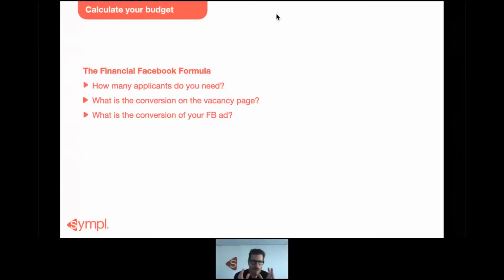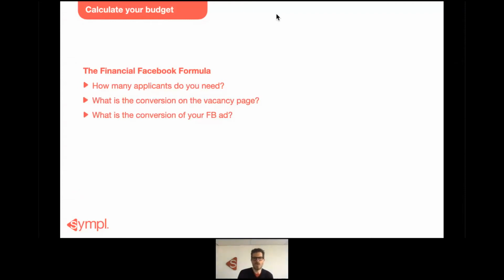Now, you need to think about 3 numbers. The first number is how many applicants you actually want. That's important because some people say, well, I need to hire a lot of people, so I need 40 people who will apply. Others might go for a very niche recruitment, maybe they only need 5 people to apply. So the first one is how many applicants do you need?